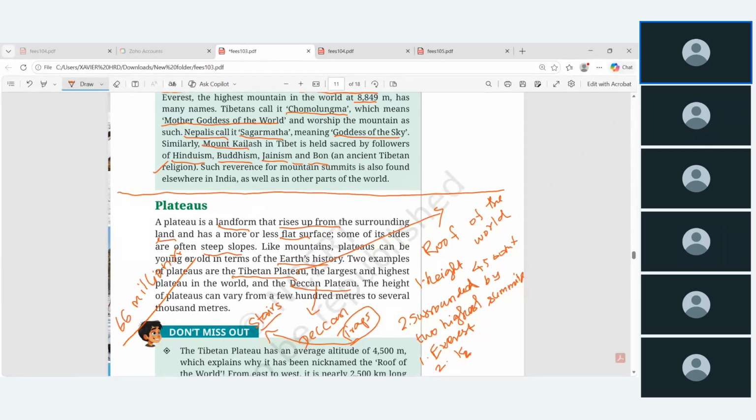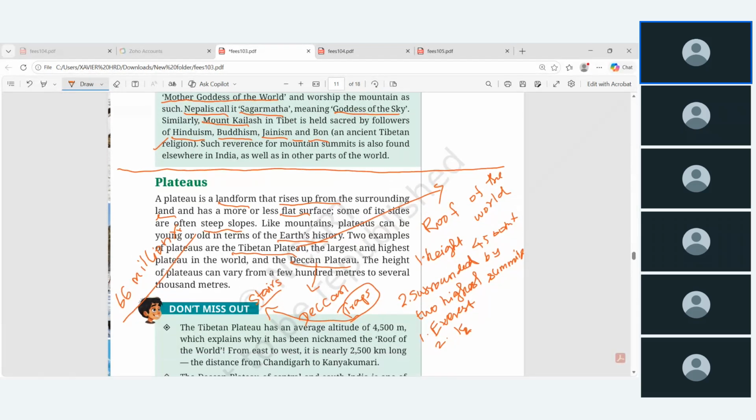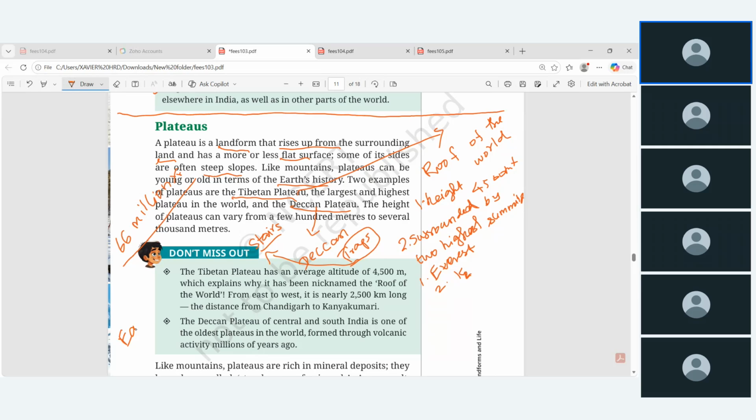66 million years ago. Okay, and 66 million years ago na appo earth oda age enna? Earth age is 4.5 billion years. It is earth oda age. Okay, 66 million years ago there was an earthquake and volcanic eruption. And the volcanic eruption ஆல உருவானது the Deccan plateau.